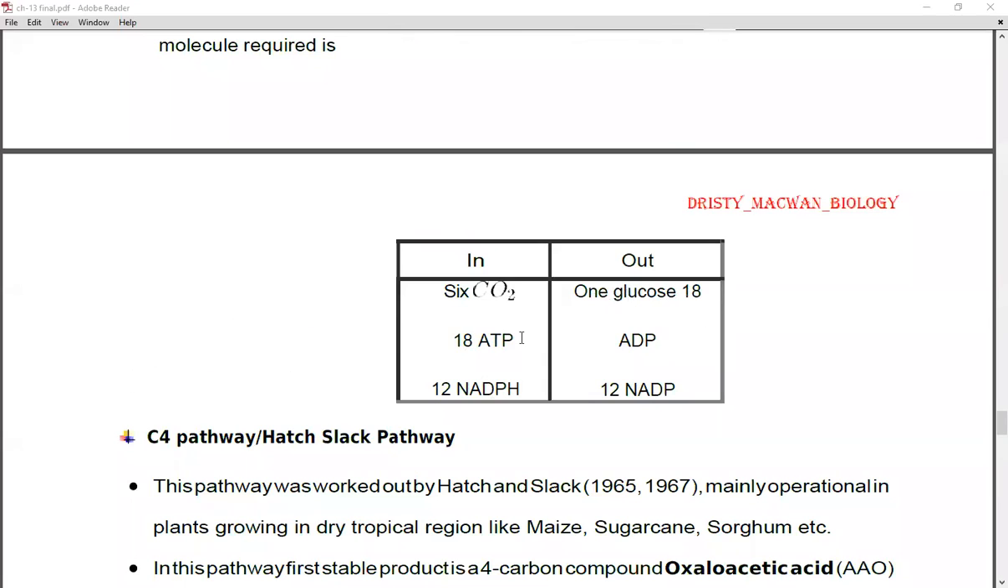Same way, here you can see that 18 ATP, right? Why is it 18? Because 3 molecules, so 6 into 3 comes to 18. Same way, how many ATPs are going to enter? 18 ATP. And how many ADPs are going to be released? 18 ADP. Sorry, this 18 is sent over to here, but here it will be 18 ADP, right? The third, 12 NADPH, because 6 into 2 comes to 12. So 12 NADPH is entering and 12 NADP is removed out, right?